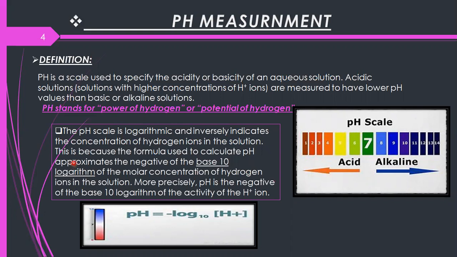The pH scale is logarithmic and inversely indicates the concentration of hydrogen ion in the solution. This is because of the formula which we use to calculate pH. For example, we can see from this equation, the pH is equal to the negative of the base 10 logarithm of the molar concentration of hydrogen in the solution. So it gives the inverse value, meaning the acid has a high concentration of hydrogen ions, so it has a pH value less than 7. And the alkaline solution has pH greater than 7, meaning that it has a lower concentration of hydrogen ion.